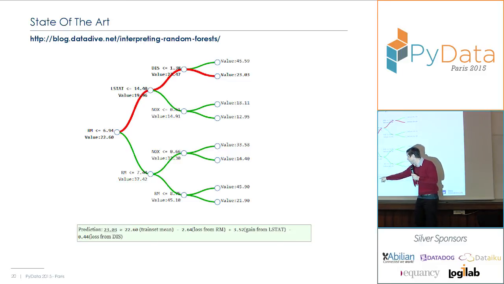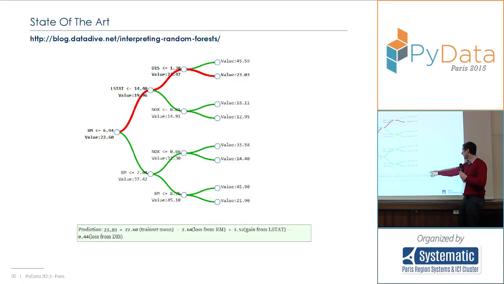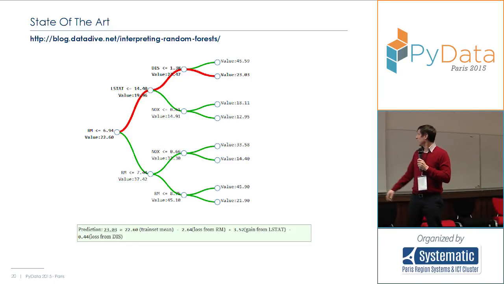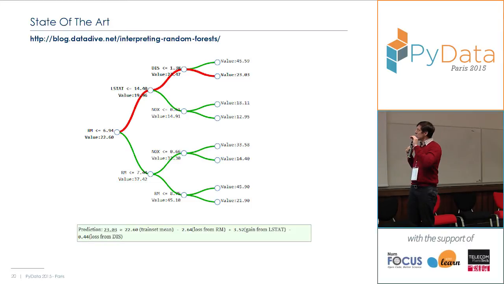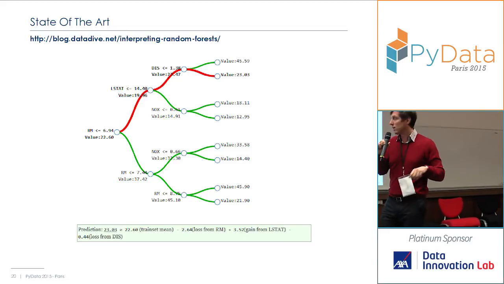You will have the prediction as 22.60 from the train set mean, minus 2.62 because of the loss from ERM, and then plus 3.52 because of the gain on whatever. Okay, so this is a very, very nice way of doing this, but it's a little bit tricky to program this in scikit-learn. So we haven't implemented this one yet, but we implemented the one that I just explained before: the number of times a feature was selected, weighting this with the impurity, right? Okay, so we'll show you some Python notebook.